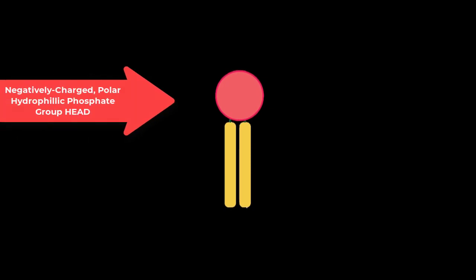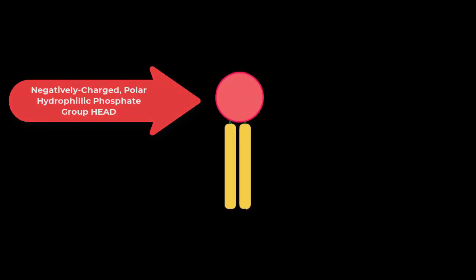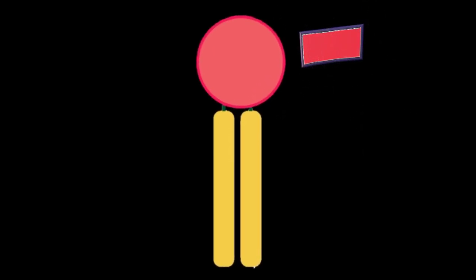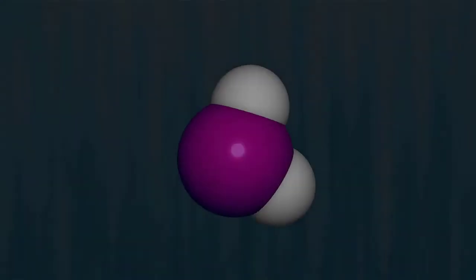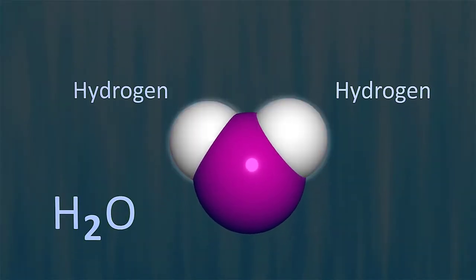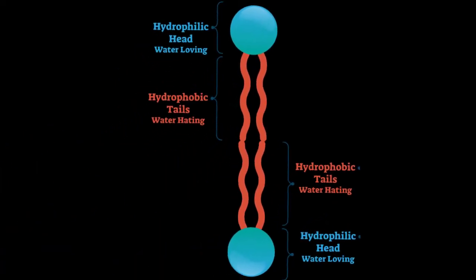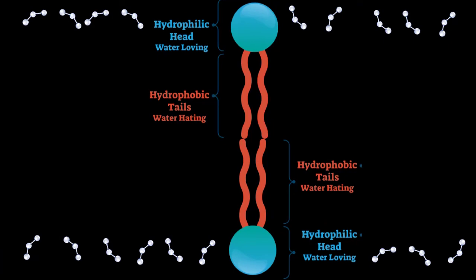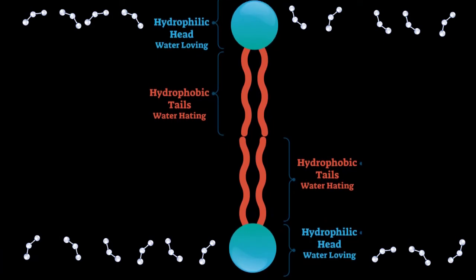A single phospholipid molecule has a phosphate group on one end, called the head, and two side-by-side chains of fatty acids that make up the lipid tails. The phosphate group is negatively charged, making the head polar and hydrophilic, or water-loving. A hydrophilic molecule, or region of a molecule, is one that is attracted to water. The phosphate heads are thus attracted to the water molecules of both the extracellular and intracellular environments.